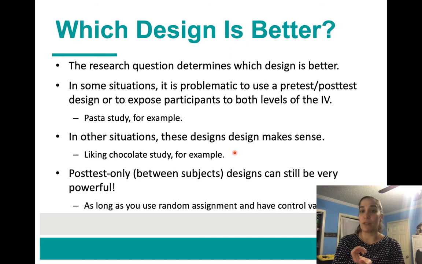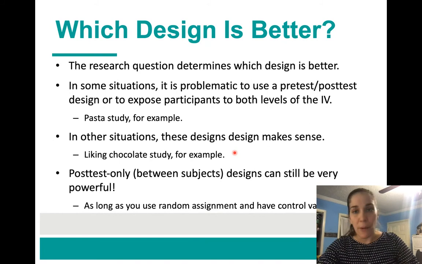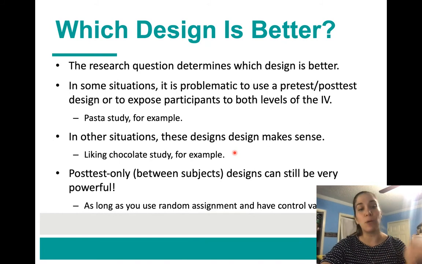So the chocolate study, for example, it makes more sense to use a within subjects design because you want to control for how much someone likes chocolate. Or you can even use a pretest post-test design where you have them rate how much they like chocolate, then give them the chocolate either alone or with somebody and then have them rate their chocolate again. That could work as well, right? It's not to say that a pretest post-test or a within subjects is better. Sometimes a simple post-test only design can be very powerful as long as you use control variables and have random assignment.